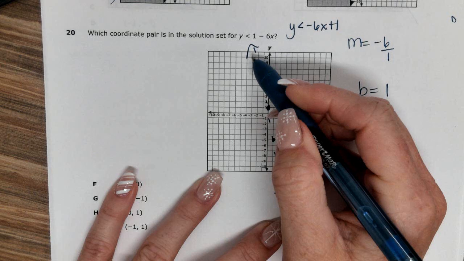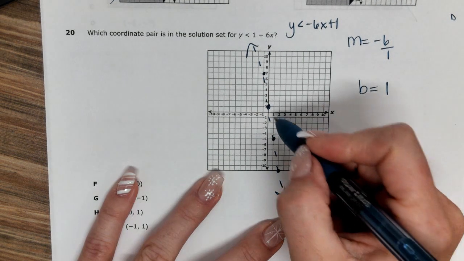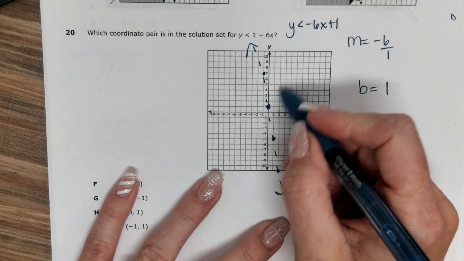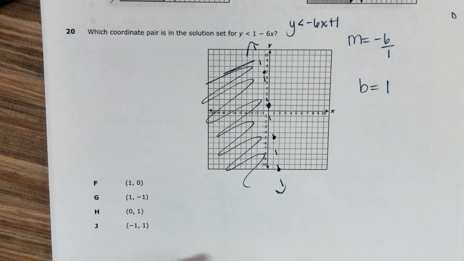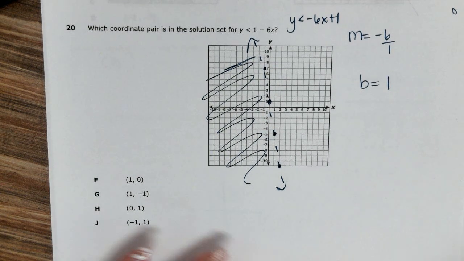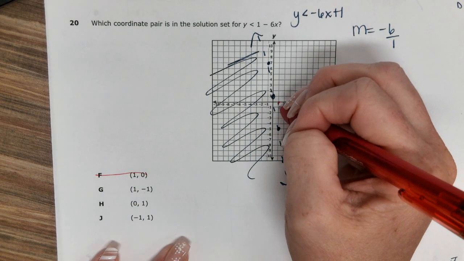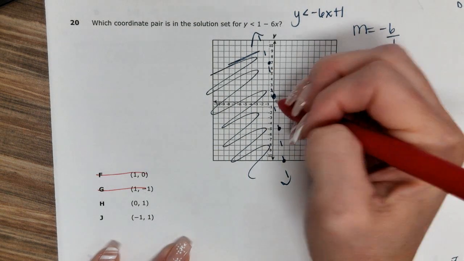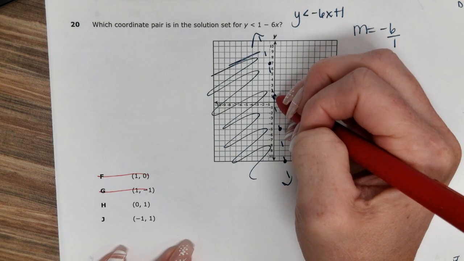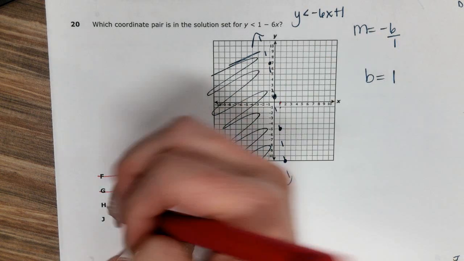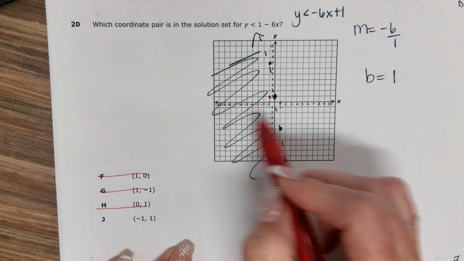And since it's less than, would I shade up to the sky or down to the ground? Can I get down to the ground going this way? No. Can I get it going this way? Yes. So everything over here. So 1, 0 is not part of it. 1, -1 is not part of it. 0, 1, it's on the line. Is it part of it? No, because the line is dashed. And -1, 1. Is that part of that shaded area?